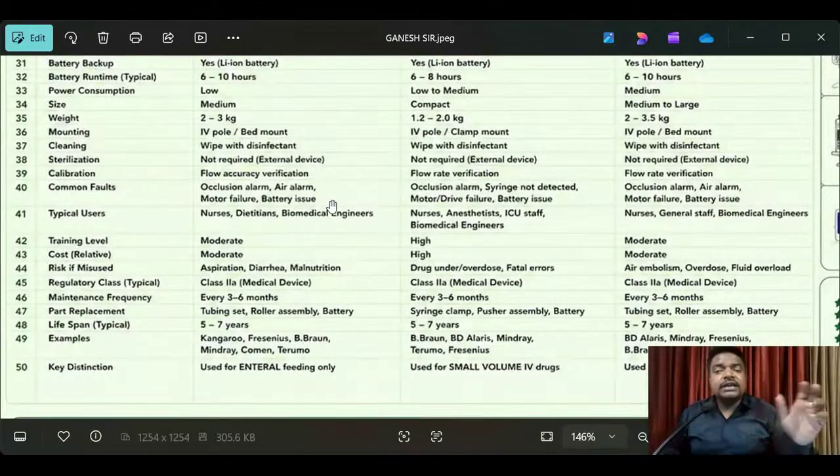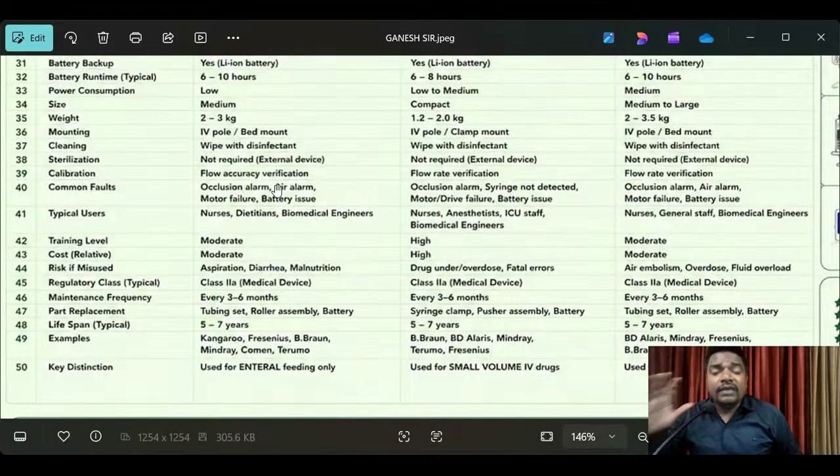These are the common faults, meaning mostly we get complaints about these from the hospital. Syringe pump, infusion pump, common faults. Occlusion alarm coming suddenly, air alarm coming, motor failure coming, battery issue will be there. So you have to catch these points whenever they give a complaint.